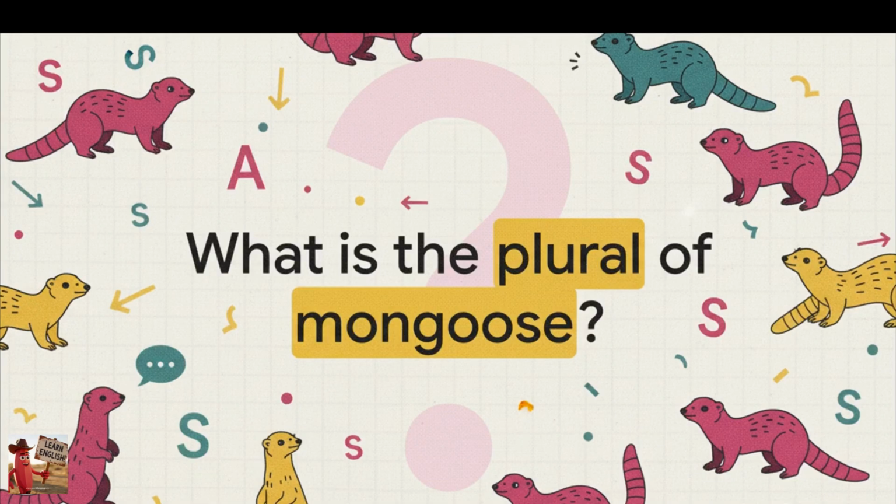All right, so let's just jump right in with a question. It seems pretty straightforward, but it actually tells us a ton about English. So, if you have one mongoose, what do you call two of them? Go on, give it a thought.